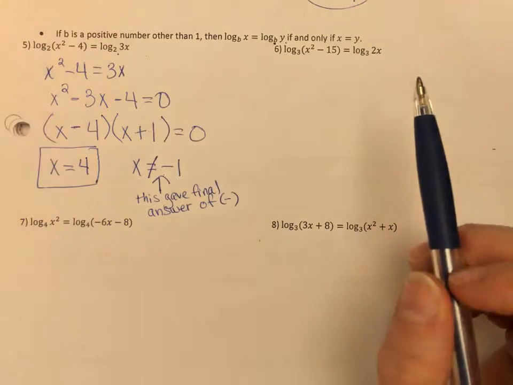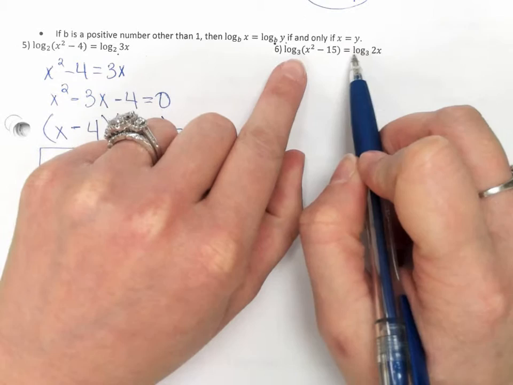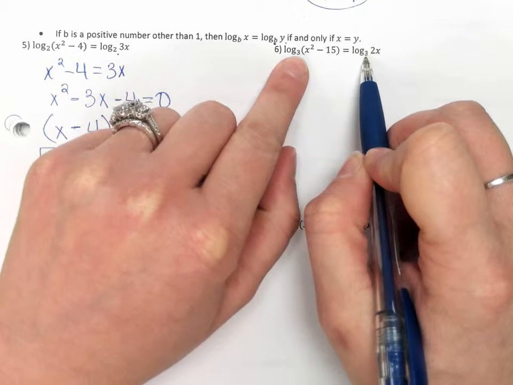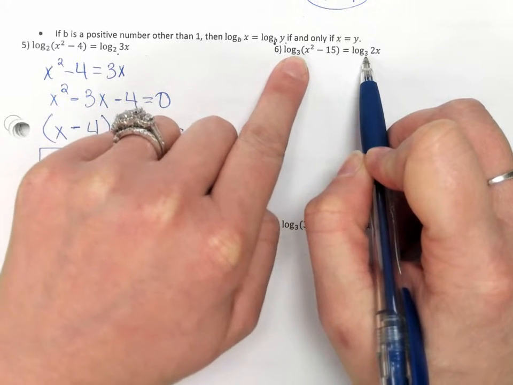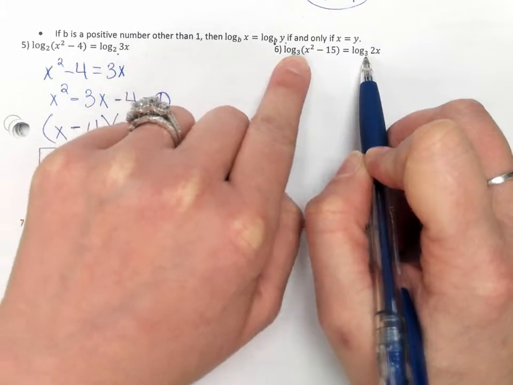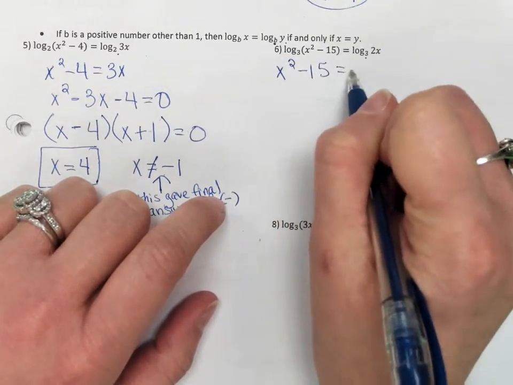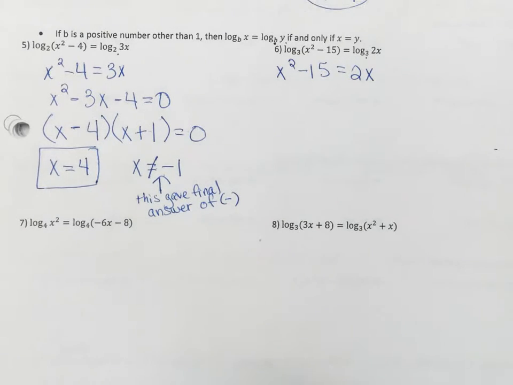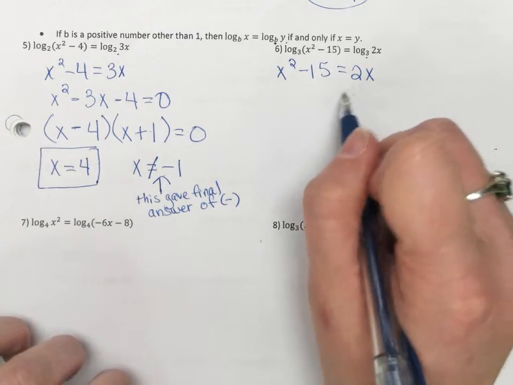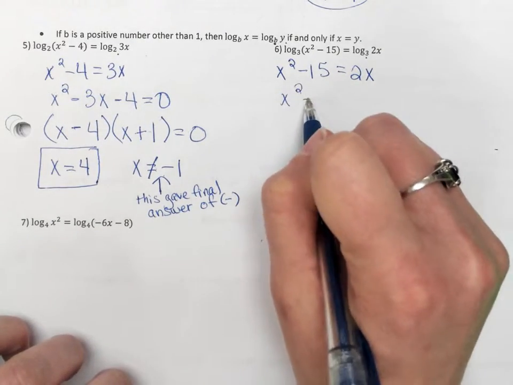Are my bases equal? Are they negative? Is the base something other than 1, bigger than 1? Yes, so that means I can set x squared minus 15 equal to 2x. And when you have an exponent, you do not want it to equal 2x. You want it to equal what number? 0. So move the 2x over by subtracting.